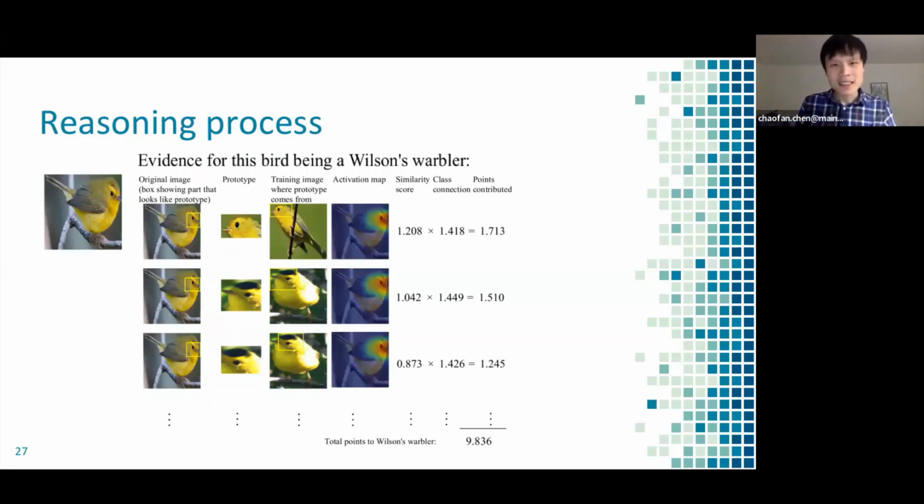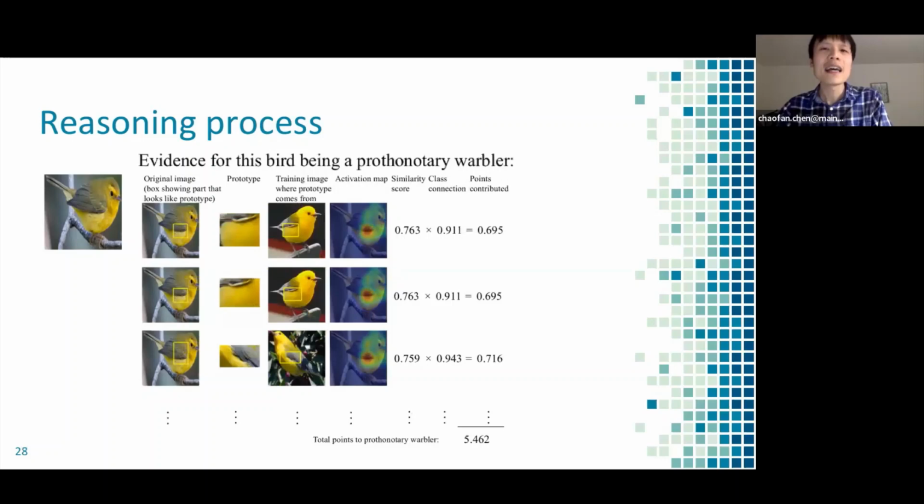And it's the same idea, right? We compare part of this test image with the prototypical parts that are learned from the training set that represents this class. And we see that the head part looks like these prototypical prothonotary heads that are learned from the training set. And in this case, the top class has only a similarity score of 9.8, and the second highest class has a lower similarity score of 5.462. So using these three examples, I hope I have convinced you that we can basically interpret the decision process of our prototypical part network in this way.